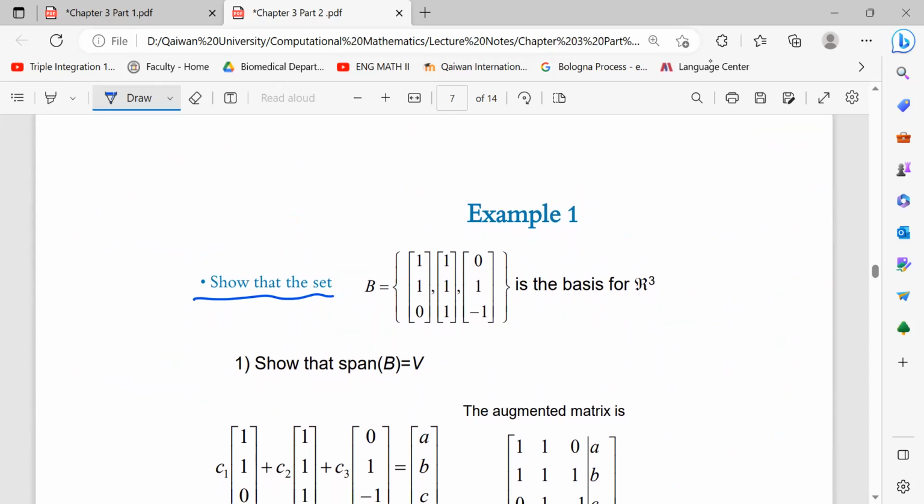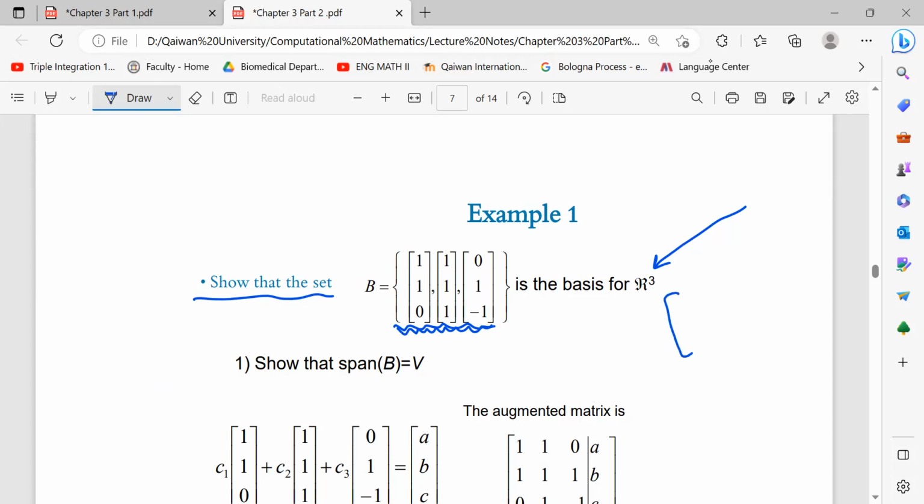We need to show 2 things for B. First, we need to write down R3 as the linear combination of these 3 vectors. That means these 3 vectors must span R3. What are the vectors in R3? We pick any vector from R3. Let's take it generally.